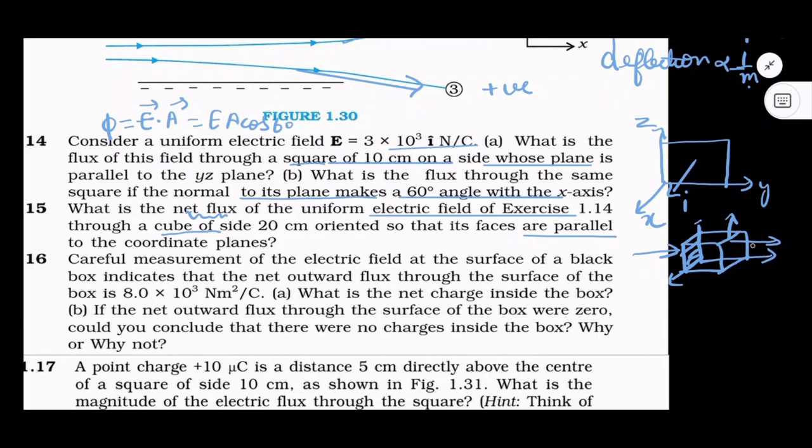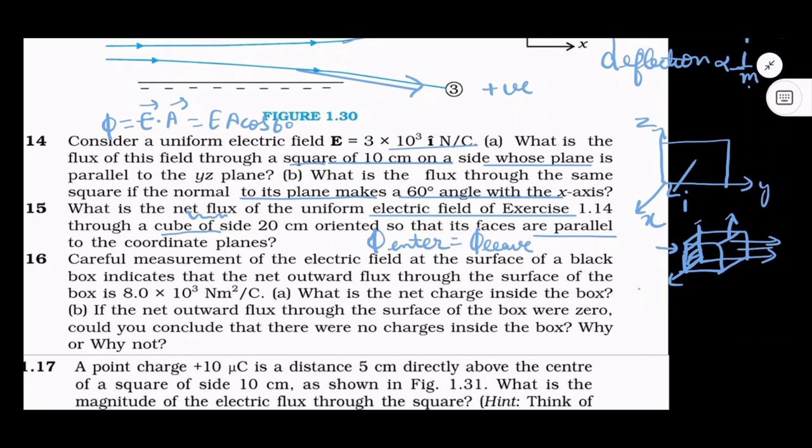is equal to the flux leaving through the closed surface. If the amount of flux entering is equal to the amount of flux leaving, we can say that the net flux is 0, right? So we can directly write that the net flux will be 0.